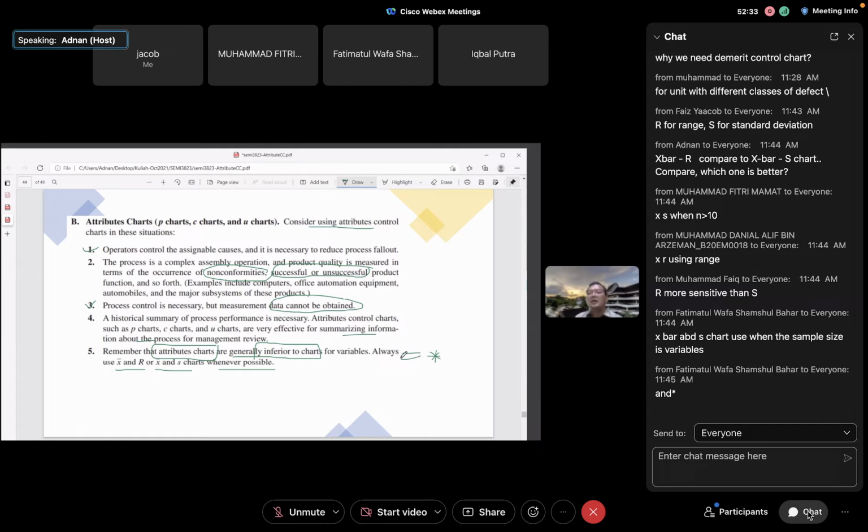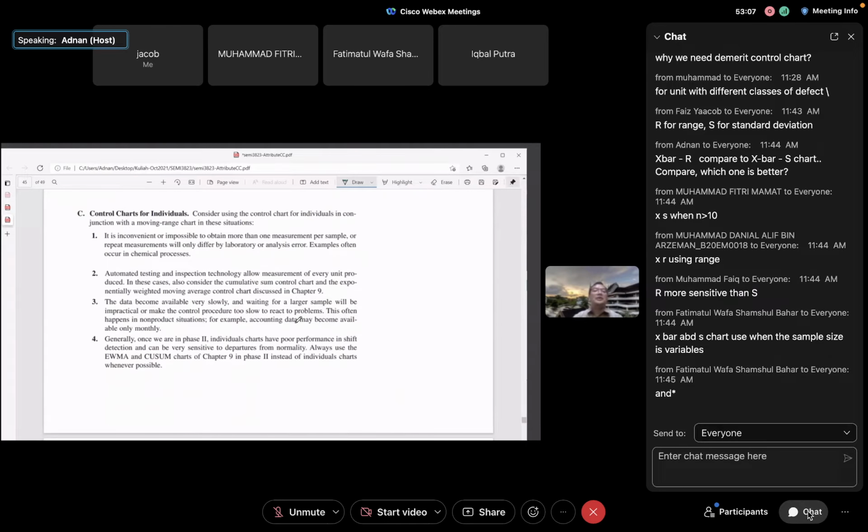Unless you cannot use those because of expense, or because you want a quick decision, you can use an attribute control chart. But in the case of services like banking, or office processes where you count how many mistakes, an X bar chart is not necessarily needed or suitable. In such cases, attribute can be the right solution.